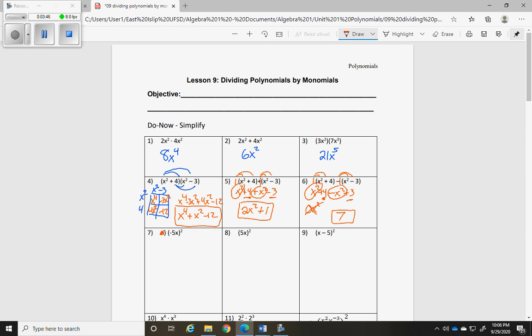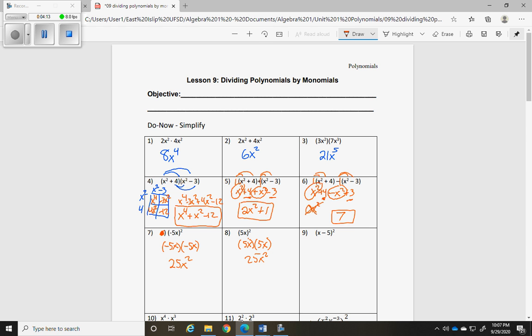There shouldn't be an A here. Not sure what that is all about. Negative 5x in parentheses squared means negative 5x times negative 5x. So it's a positive 25x squared. Number 8, 5x in parentheses squared means 5x times 5x, which is 25x squared.